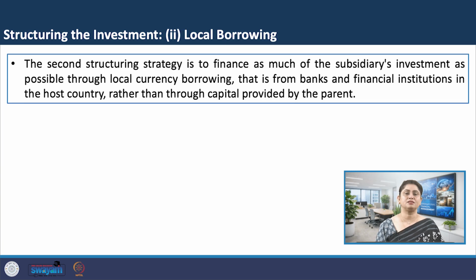The second structuring strategy is local currency borrowing. The idea here is to finance as much of the subsidiary's investment as possible through borrowings from banks and financial institutions within the host country, rather than through equity capital or intercompany loans provided by the parent. This might seem like a purely financial decision, a choice about the capital structure of the subsidiary, but it is simultaneously a country risk management strategy, and a powerful one.